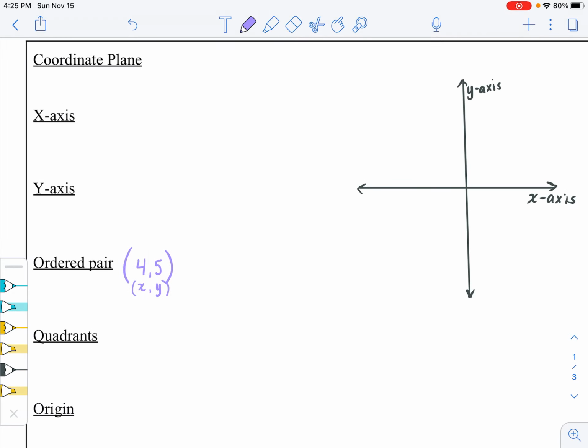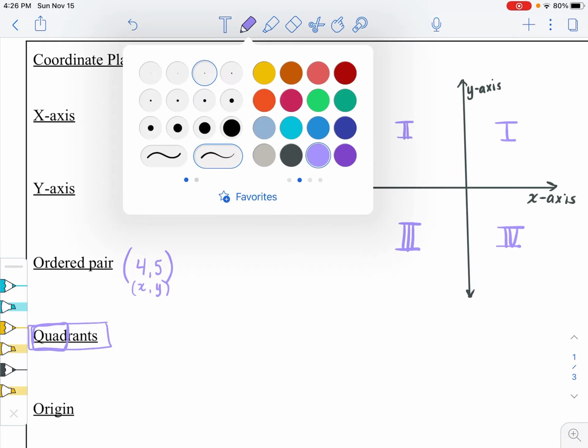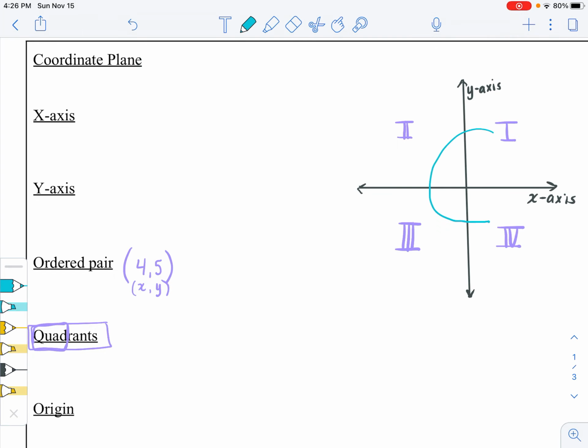Now our coordinate plane, our x-axis and y-axis, provides us with 4 different sections. The word quadrant, quad meaning 4, the quadrants are each a part of the coordinate plane. This is quadrant 1. Over here is quadrant 2. This one is 3, and this one is 4. I like to remember that they go in a C. 1, 2, 3, 4 create a C when you're writing them.